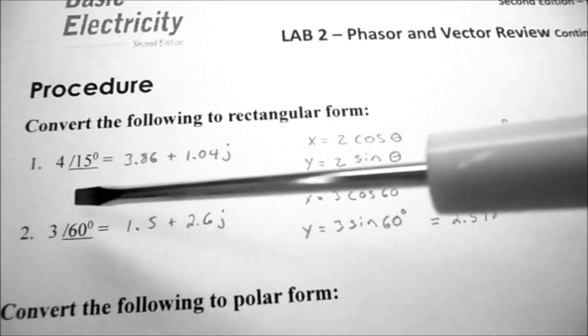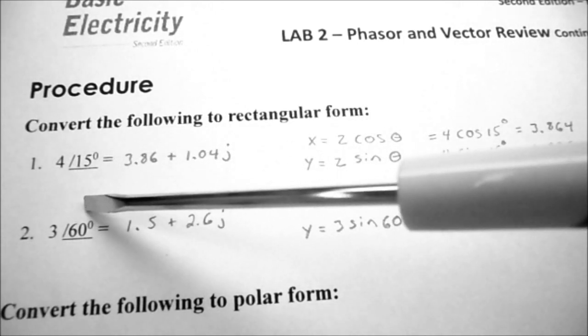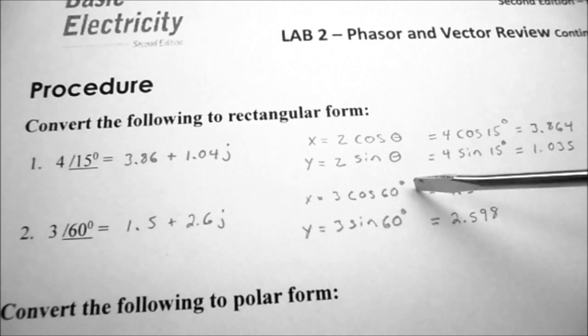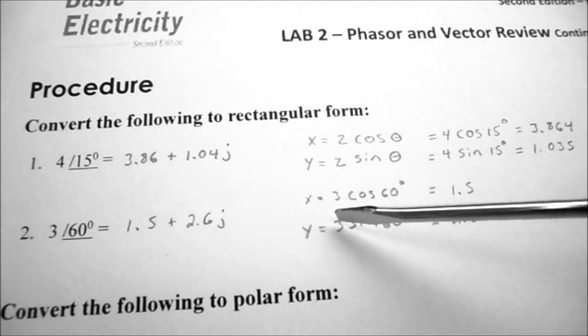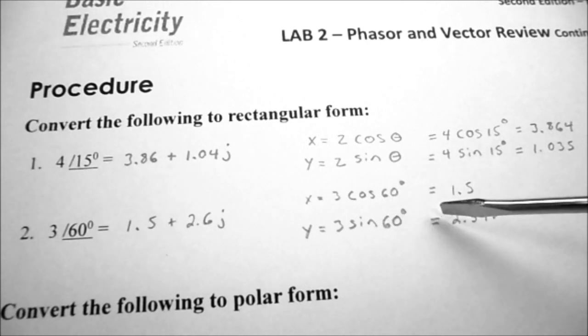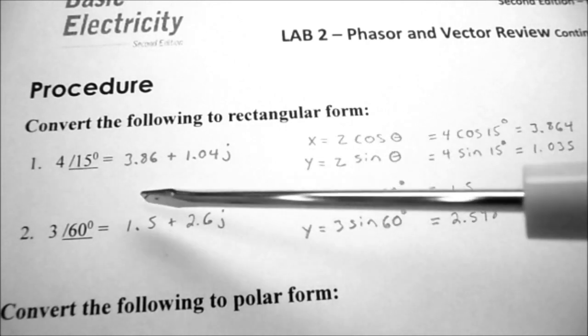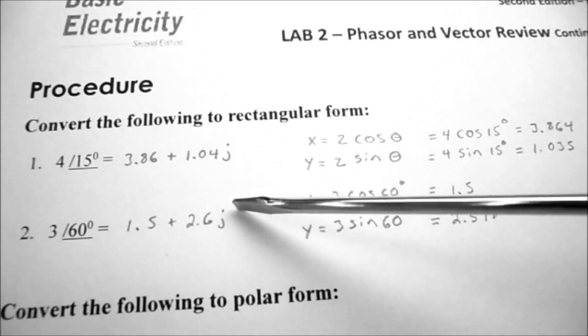So under procedure, step 2, we're going to convert 3 at an angle of 60 degrees. So x, which is the real component, is 3 cos 60, which is equal to 1.5. The imaginary part is equal to 3 sine of 60, which is 2.598. So our formula becomes 1.5 plus 2.6j.